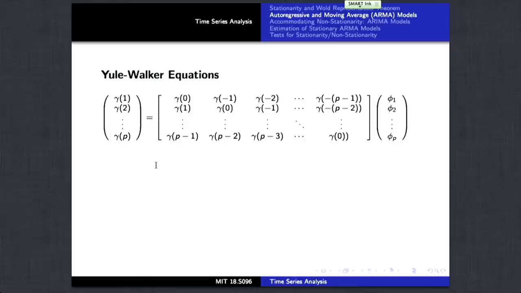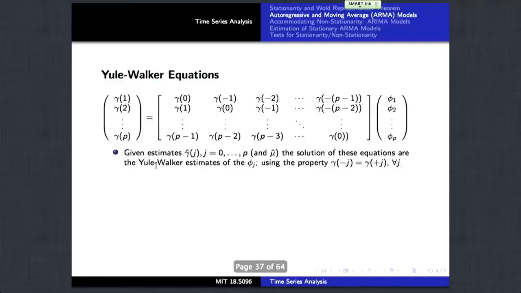And in fact, because of the symmetry of the covariance, basically gamma of 1 is equal to gamma of minus 1. Gamma of minus 2 is equal to gamma of plus 2. Because of the covariance stationarity, it's actually also symmetric. So these equations allow us to solve for the phis so long as we have estimates of these covariances.